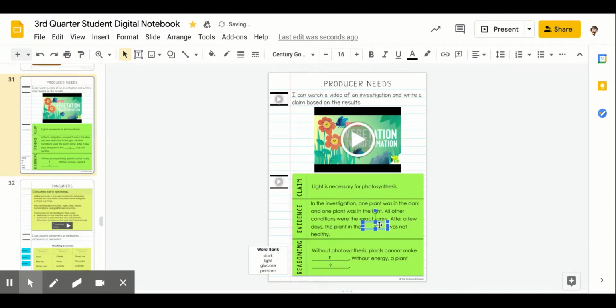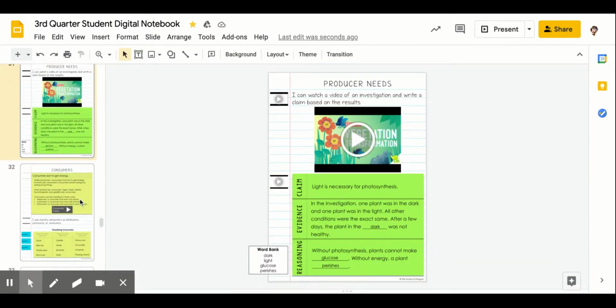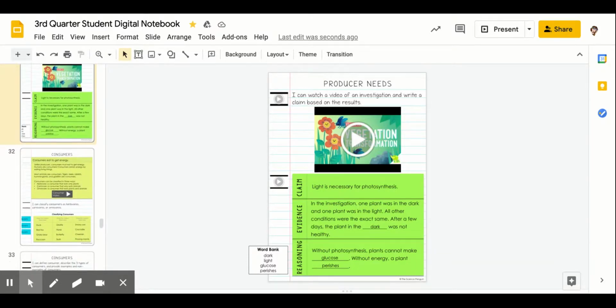there we go, accidentally deleted the whole thing. So the plant in the dark was not healthy. Our reasoning is that without photosynthesis, plants cannot make glucose. Remember, glucose is what plants needed to survive. Without that energy from the glucose, a plant will perish, meaning that it will die, it will become limp, and it will not be healthy. So those are some examples of producers.